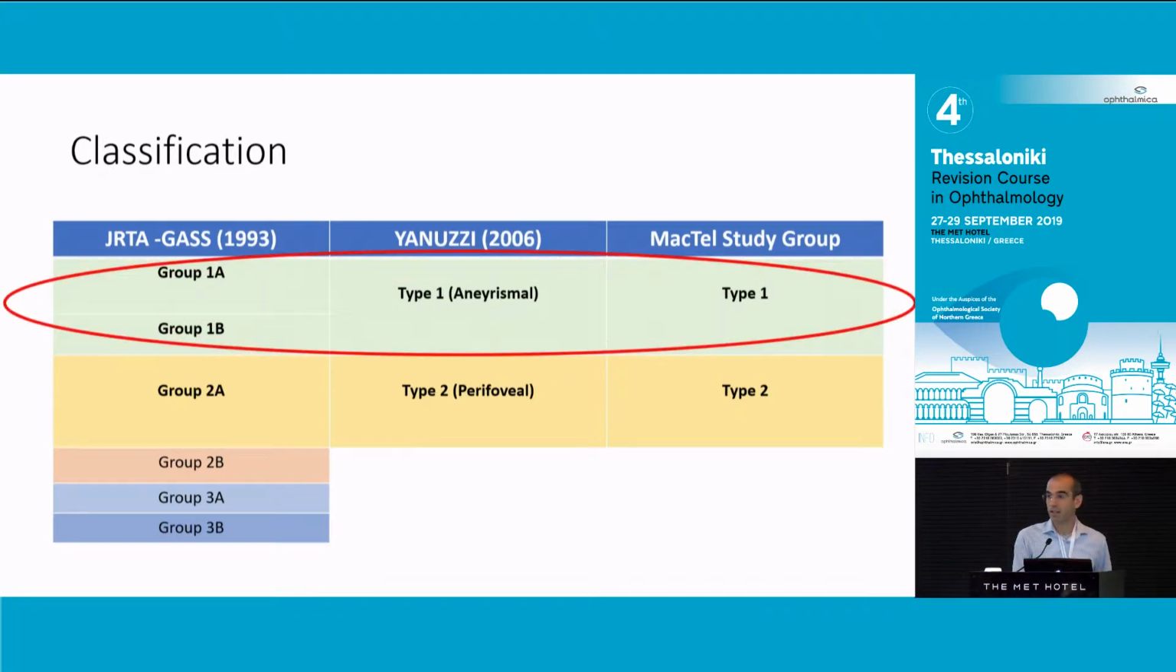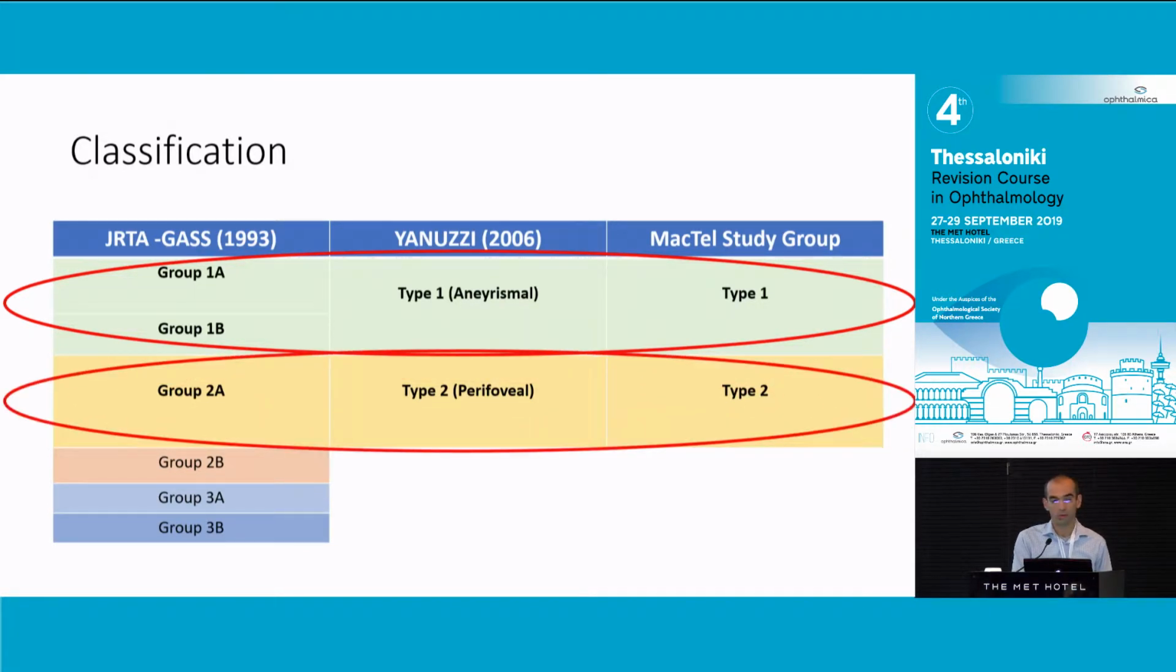In actual fact, practically, we divide macular telangiectasias into two main groups, type 1s and type 2s. They're very different diseases pathophysiologically. I wouldn't worry about the 2B, 3A, 3B. These are just isolated case reports. They haven't been really replicated by anyone, so we'll concentrate on the first two.